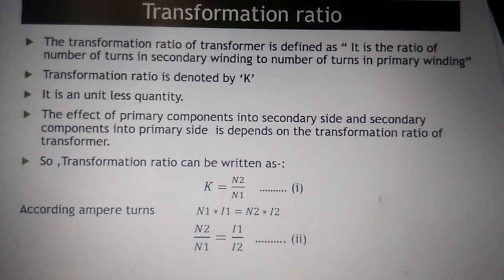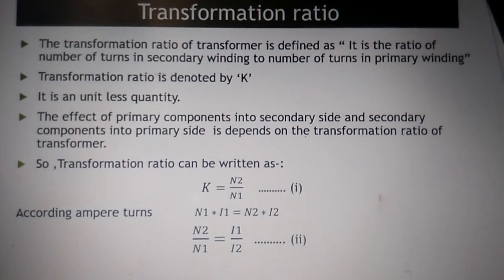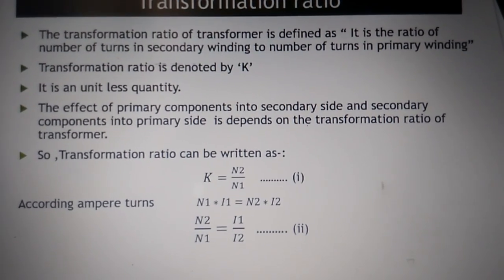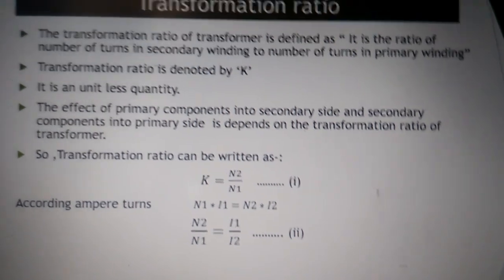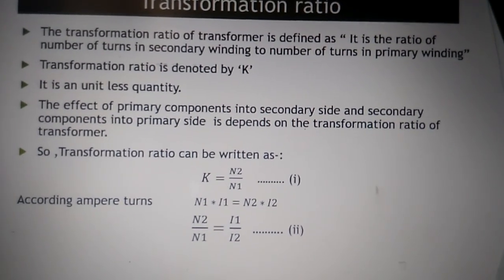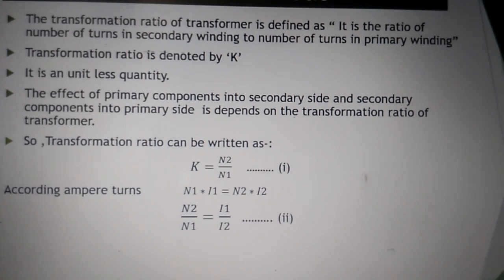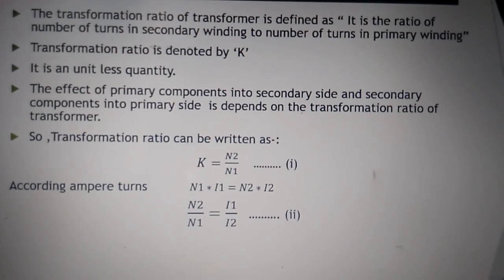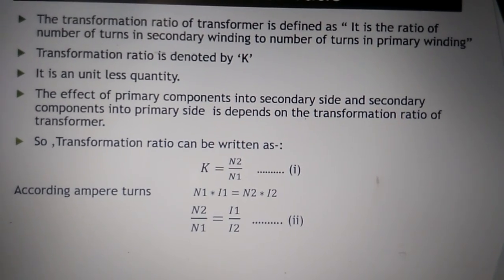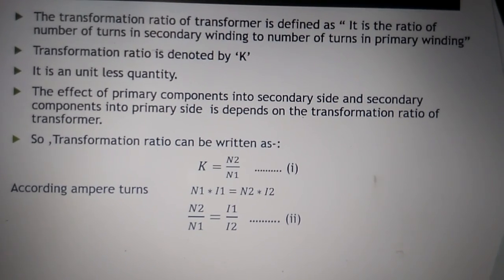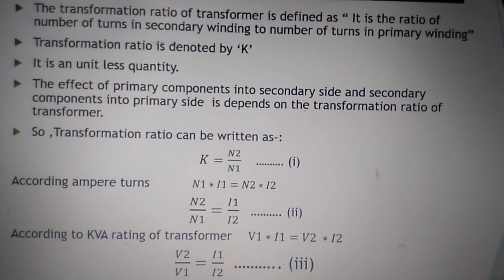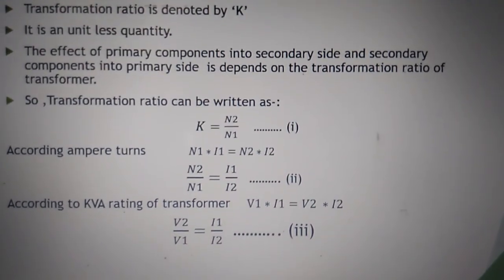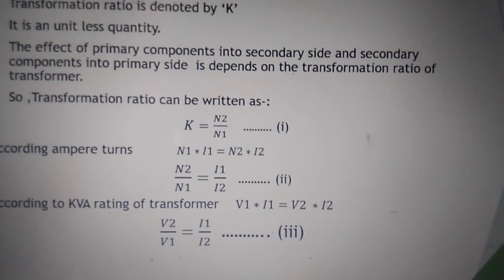N1, according to ampere turns. Ampere turns का मतलब होता है करंट और नंबर ऑफ टर्न्स इन द रेस्पेक्टिव वाइंडिंग, रेस्पेक्टिव साइड्स प्राइमरी और सेकेंडरी. So N1 into I1 is the ampere turn of primary side, N2 into I2 is the ampere turn of secondary side. So according to K, N2 by N1, if you consider this N2 by N1, then you will get I1 by I2.